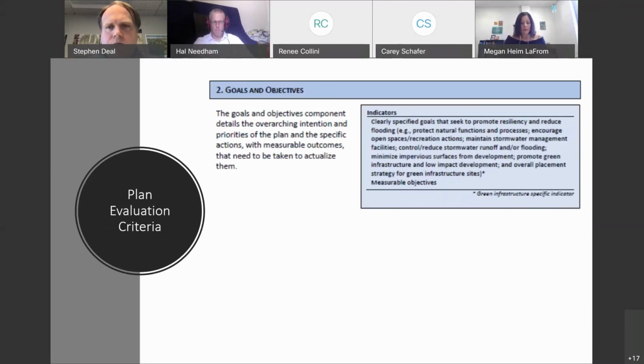The goals and objectives component details the overarching intention and priorities of the plan and the specific actions along with measurable outcomes that need to be taken to actualize them. So goals and objectives related to green infrastructure could include encouraging open green spaces, controlling or reducing stormwater runoff and flooding, minimizing impervious surfaces resulting from development, or promoting green infrastructure and low impact developments.